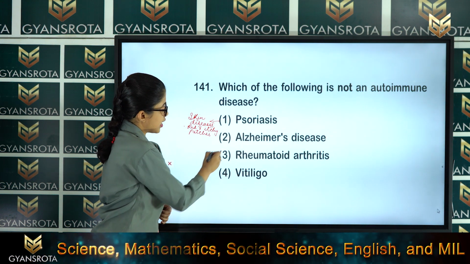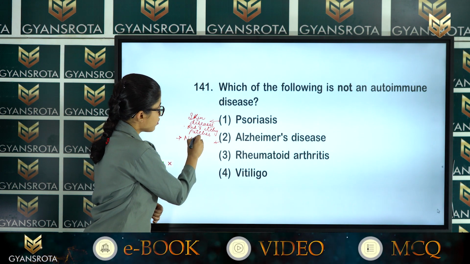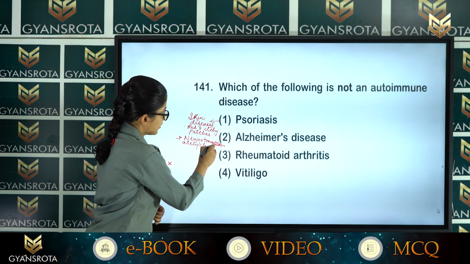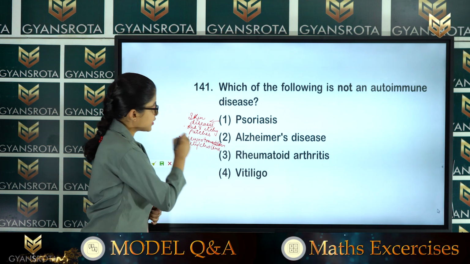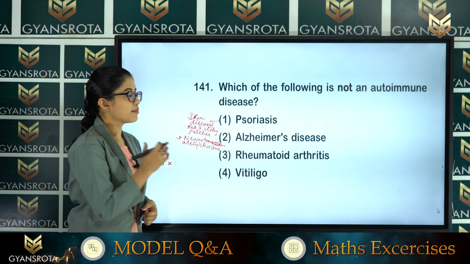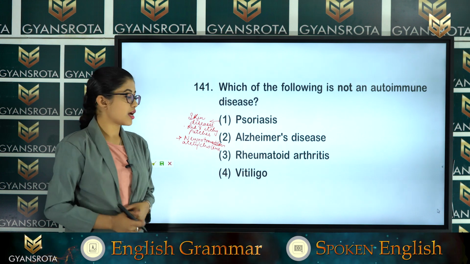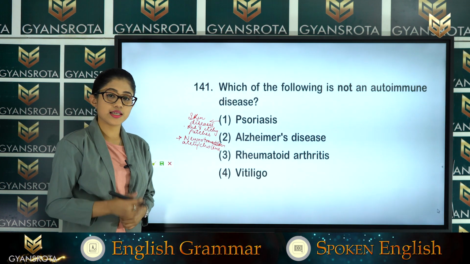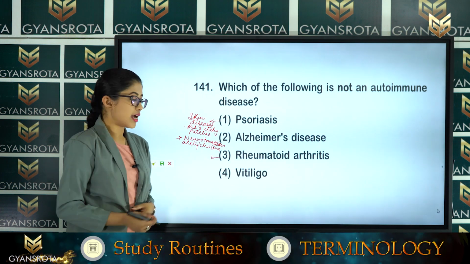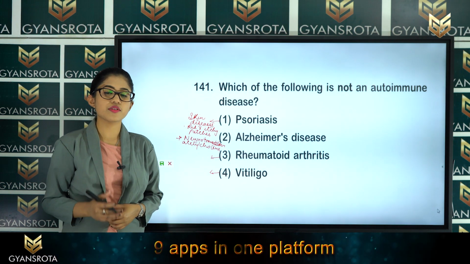And the next is Alzheimer's disease. Alzheimer's disease takes place because of a decrease in the neurotransmitter acetylcholine. So, the patients suffer from very quick memory loss. Next is rheumatoid arthritis. We already know about this. That is also an autoimmune disorder. And the next is vitiligo, where there are white patches on the body of the patient.